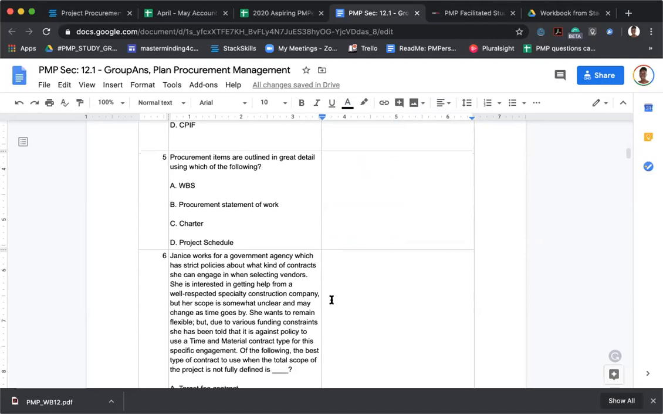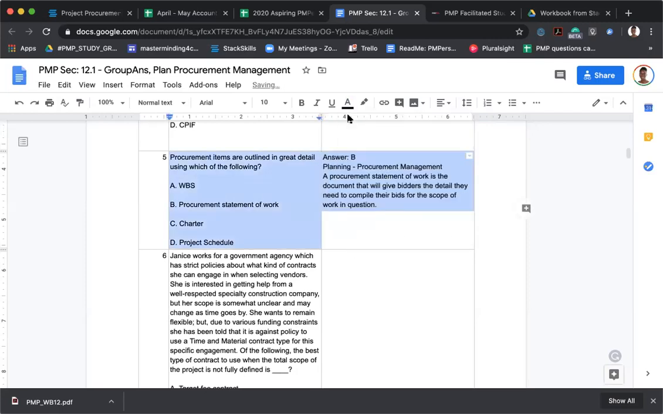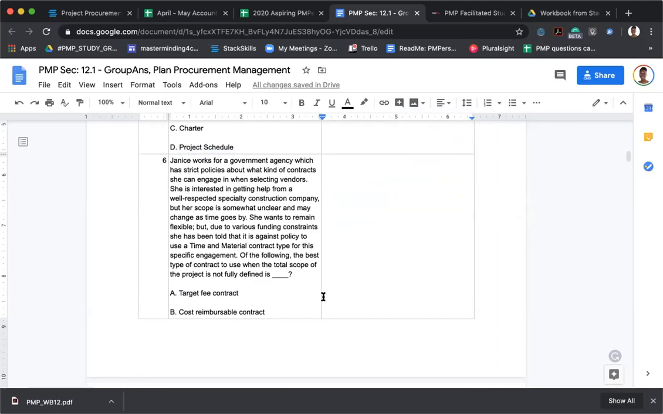Procurement items are outlined in great detail using which of the following? A, WBS; B, procurement statement of work; C, charter; D, project schedule. Procurement statement of work, B. It's amazing what you remember when you just glimpse through stuff.